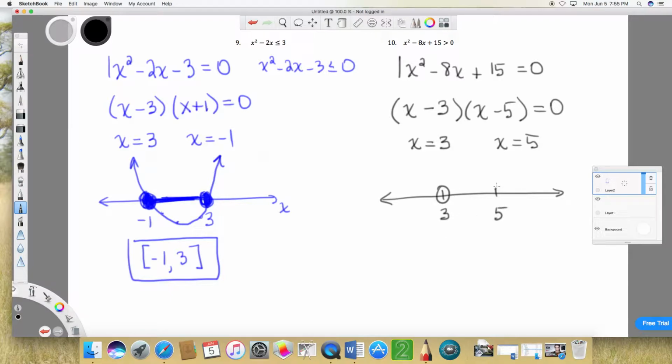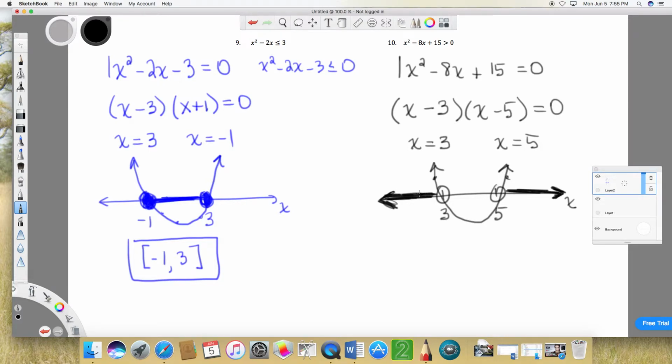Our first decision here about our solution set is whether to include these values. Since this is a strict inequality, we exclude these values. I'm not going to shade those in. X squared minus 8x plus 15, the graph of that is a parabola that opens upward, and it has these two values as x-intercepts. We're interested in the portion of this parabola that is bigger than 0, that is above the x-axis. That's all of these points here. That happens when x is less than positive 3 or greater than positive 5.